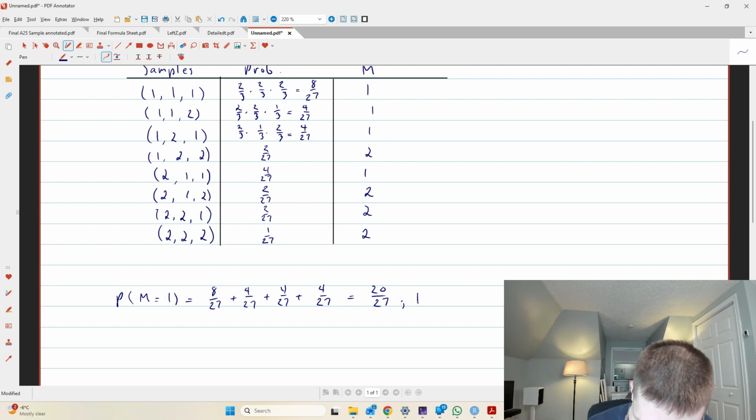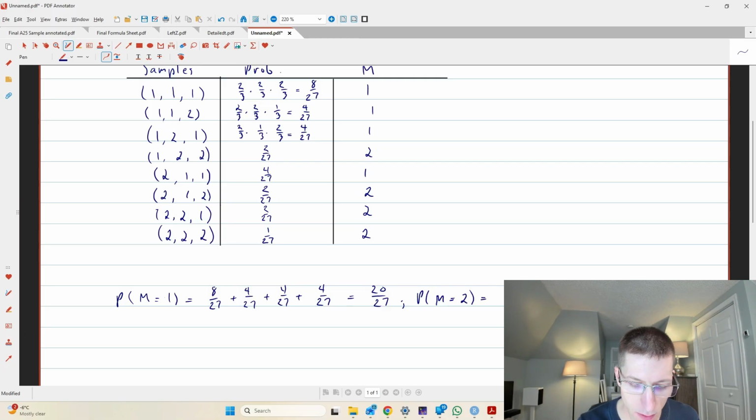And then P of M equals 2. So again, these are separate outcomes, so I add up their probabilities. I've got the fourth and the sixth, seventh, and eighth lines all have M equals 2. So those correspond to, in the middle column, 2 over 27 plus 2 over 27 plus 2 over 27 plus 1 over 27. So it's going to give me 7 over 27.